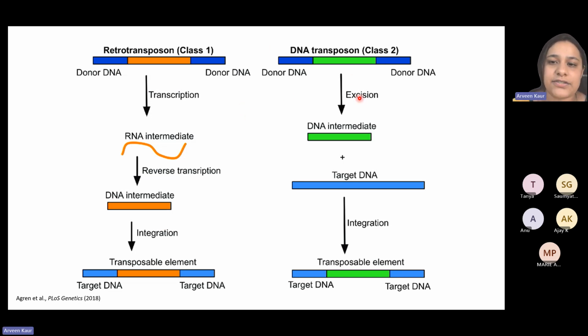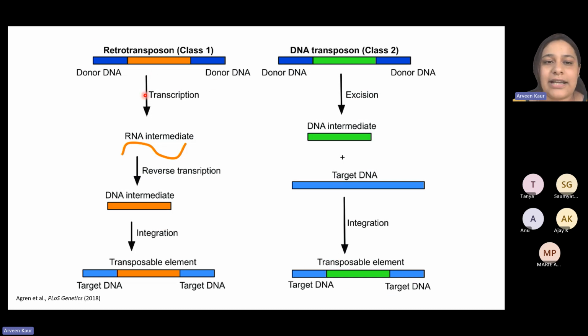While in the second class of transposons, that is known as DNA transposon, for example, there are these two segments of DNA that are present, and this green colored region is the transposon. This transposon gets excised from here, right? So it gets detached from this particular DNA region, and it goes and binds to another target DNA. Right, so it integrates between another target DNA, and this also represents a transposable element.